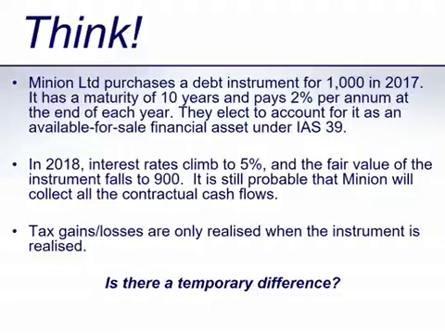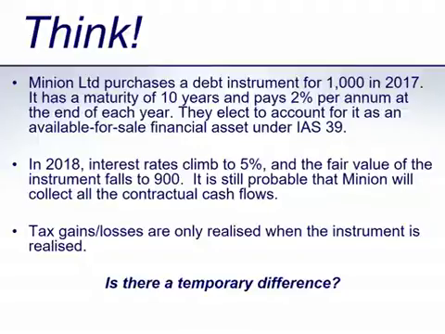In 2018, interest rates climbed to 5% and the fair value of the instrument falls to $900. It is still probable, however, that the company will collect all of the contractual cash flows. Tax gains or losses are only realized when the instrument is realized. Is there a temporary difference here? Let's go back to the basics. We have a carrying amount of $900. What is the tax base?